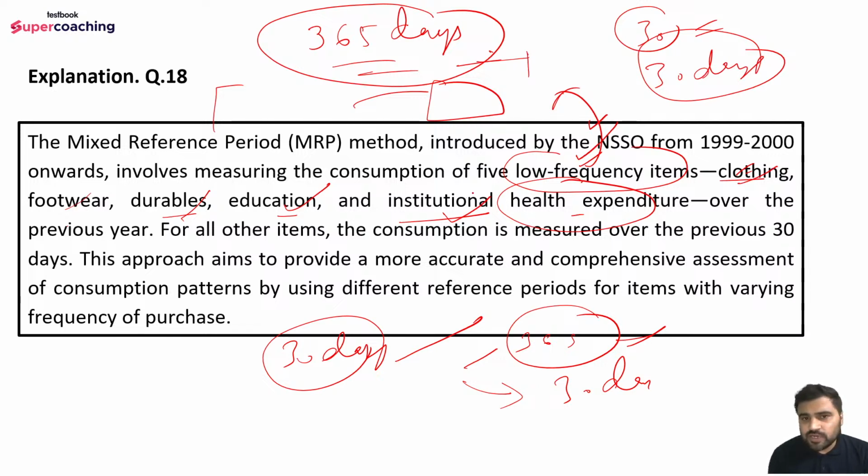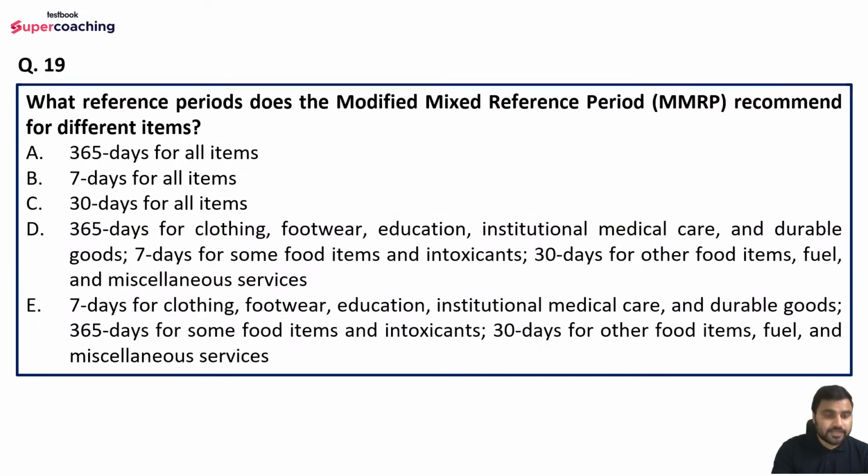So mixed reference period method introduced by NSSO from 1999-2000 onwards involves measuring of consumption of 5 low frequency items: clothing, footwear, durables, education and institutional health expenditure over the previous year. For all other items, the consumption is measured over the previous 30 days. And this approach aims to provide a more accurate and comprehensive assessment of consumption patterns by using different reference periods for items with varying frequency of purchase, right? So Sid, you have given right answer.